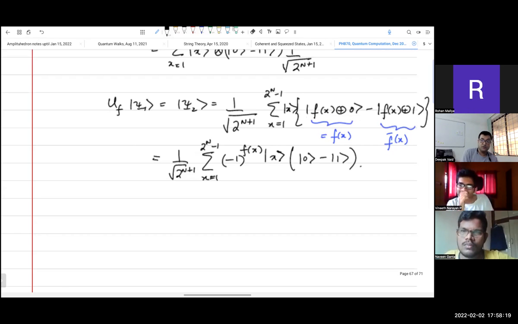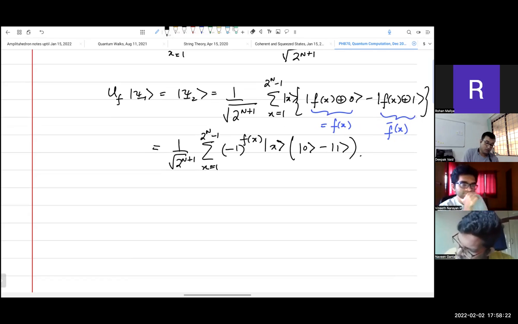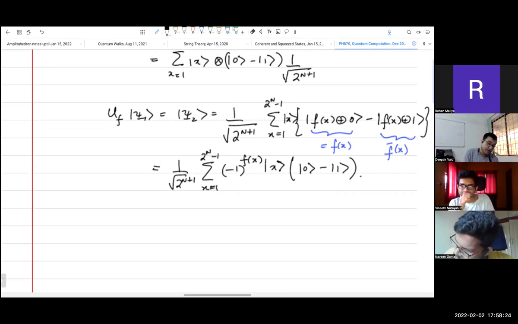Okay. And now you're thinking, well, what's going on? You have to keep in mind that f of x is a binary function. So f of x can either be 0 or 1. Right?